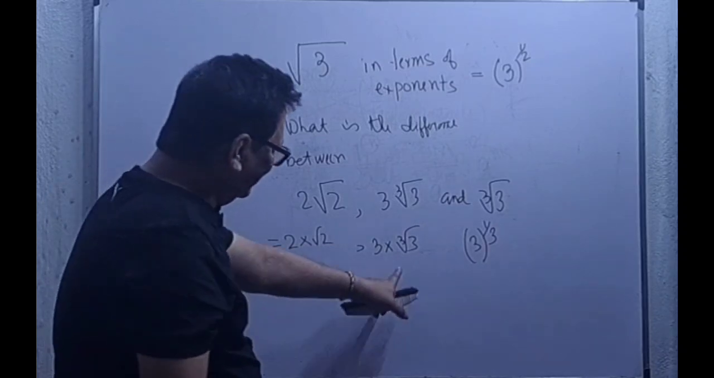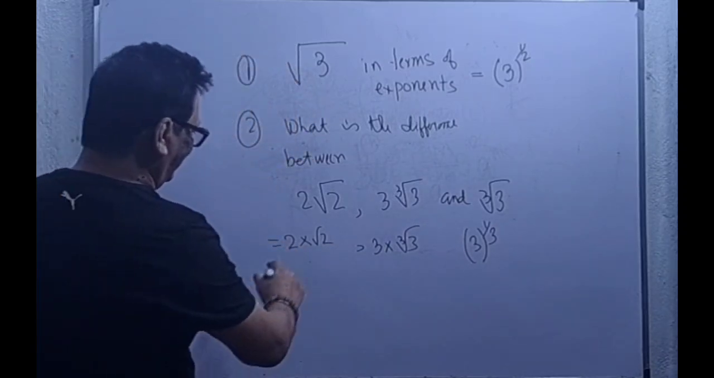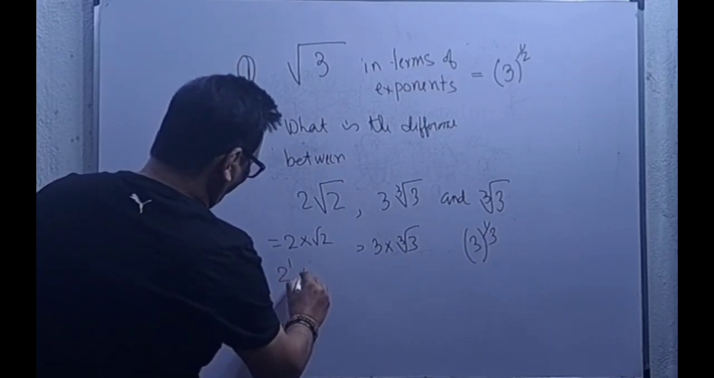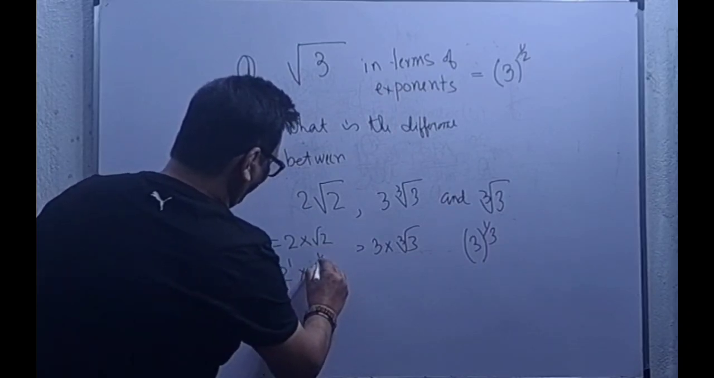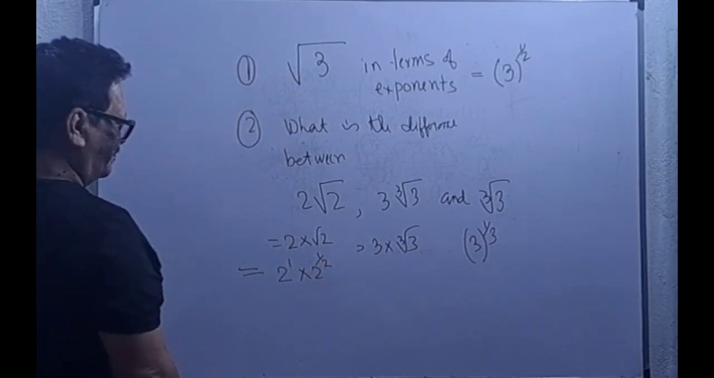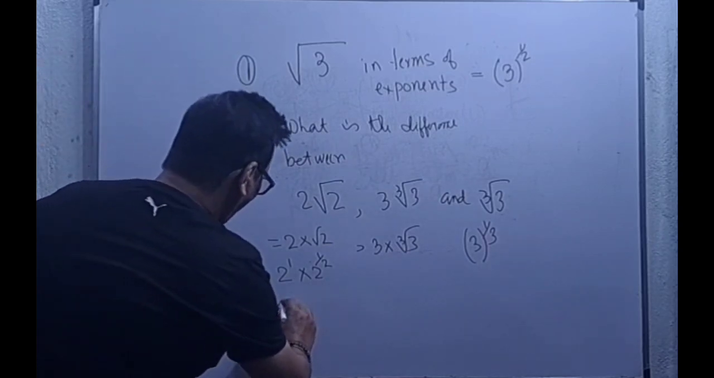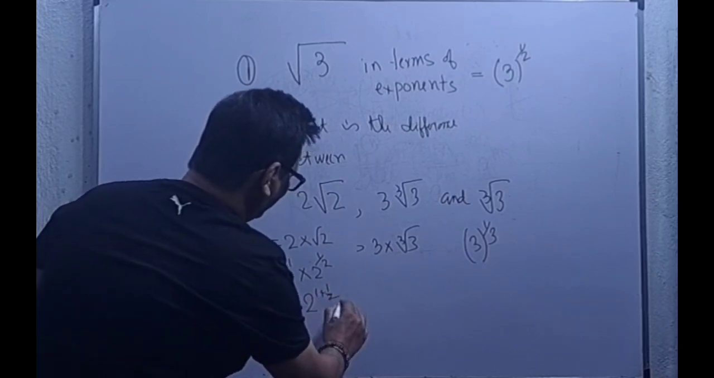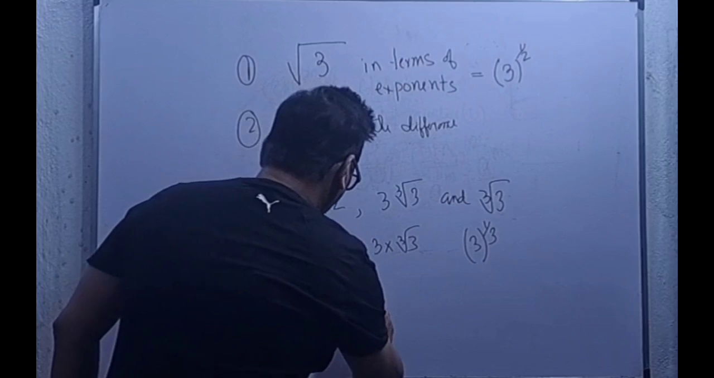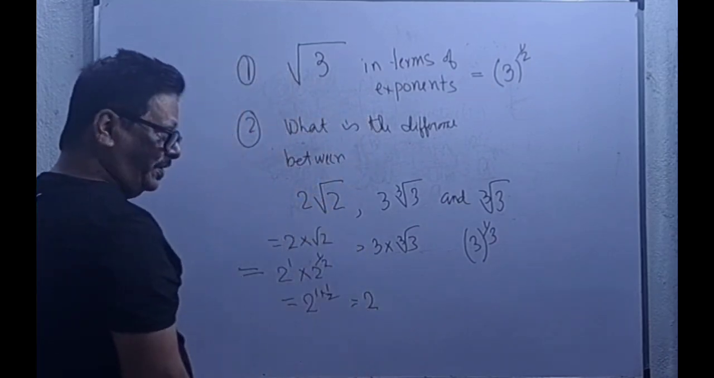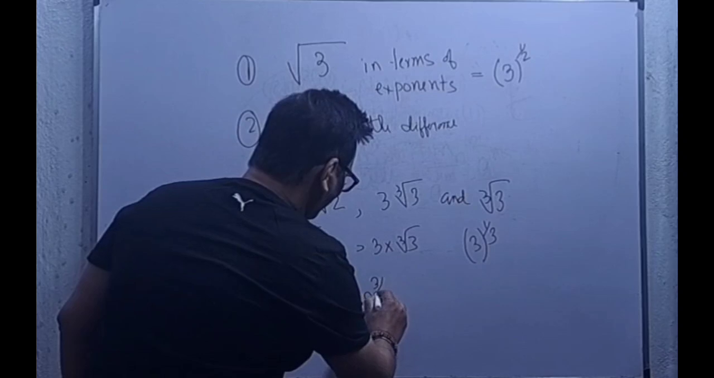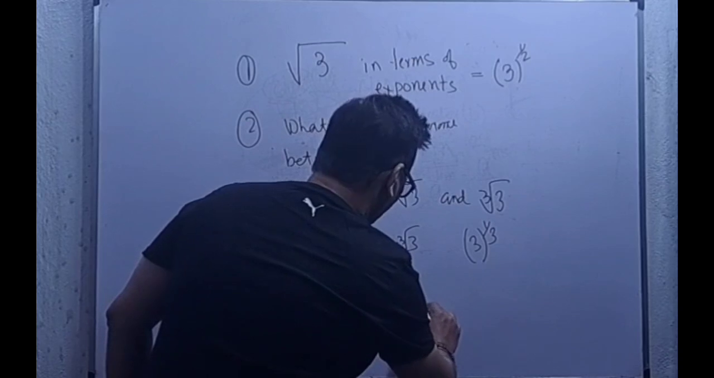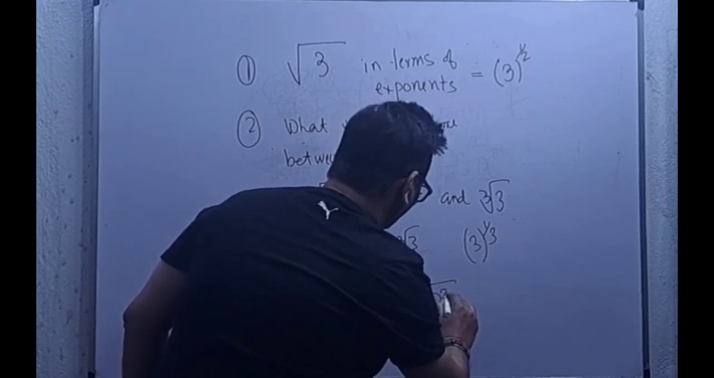Now one more question. Can you simplify it to the exponents, all this? This will imply 2 to the power of 1 multiplied by 2 to the power of 1 by 2. Correct? Right? So if you add it up, 2 to the power of 1 plus 1 by 2. Correct? So this gives you 2 to the power of 3 by 2. Right? Correct. That can be written as square root of 2 cube.